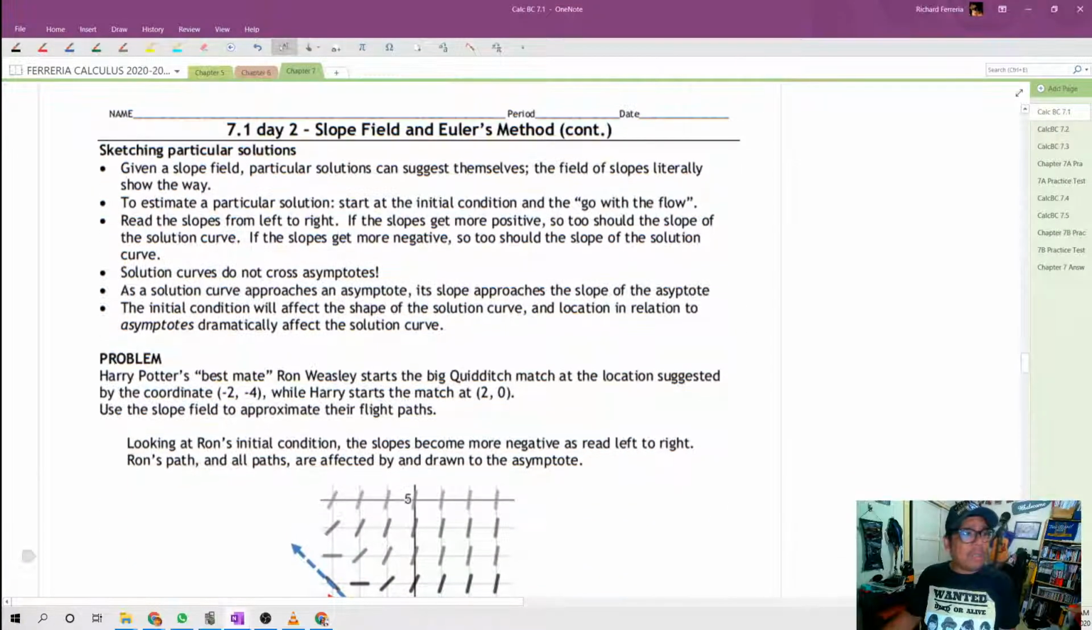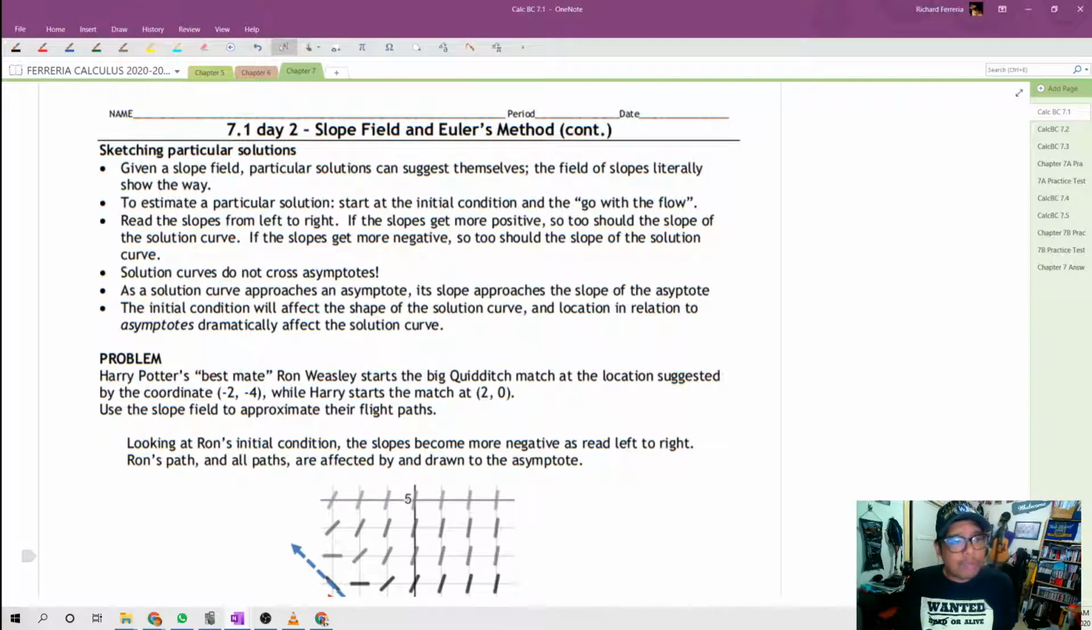Now that we have our slope field, we can see what a particular solution would look like. This is where the slope field starts to look and behave a little bit like a magnetic field, if you are familiar with that from physics, or any kind of field in any discipline. This is that field. So to estimate a particular solution, you're going to start at the initial condition, and this is the quote, you're going to go with the flow.